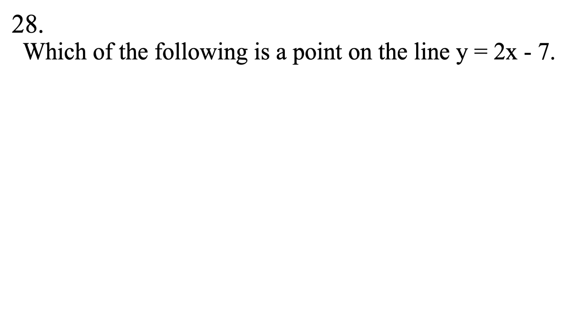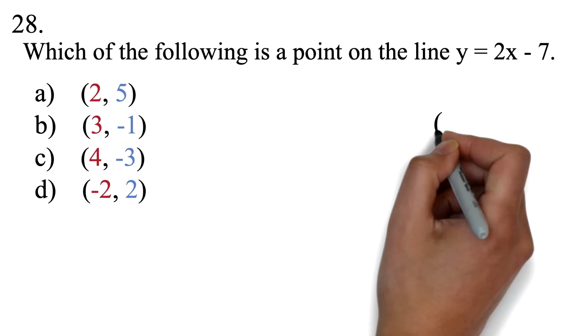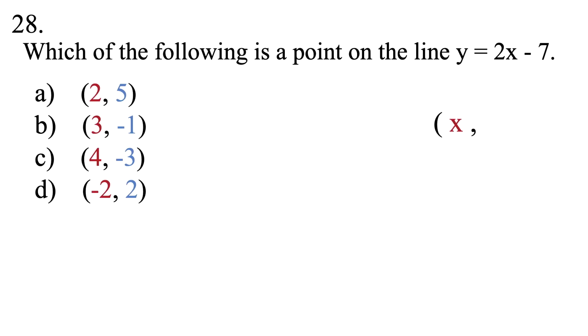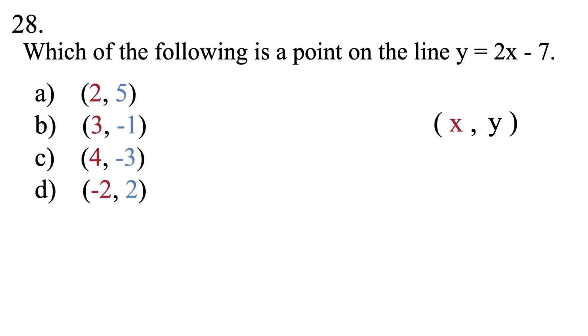Which of the following is a point on the line y equals 2x minus 7? A. (2, 5). B. (3, -1). C. (4, -3). D. (-2, 2). We know that for a point, the first value is your x value and the second value is your y value. If a point lies on this line, then when you input the x value into the equation of the line, you should get the corresponding y value.